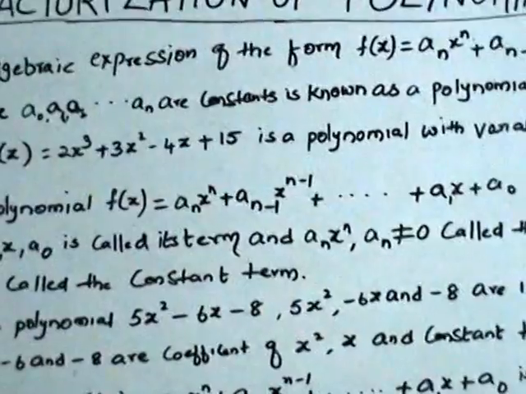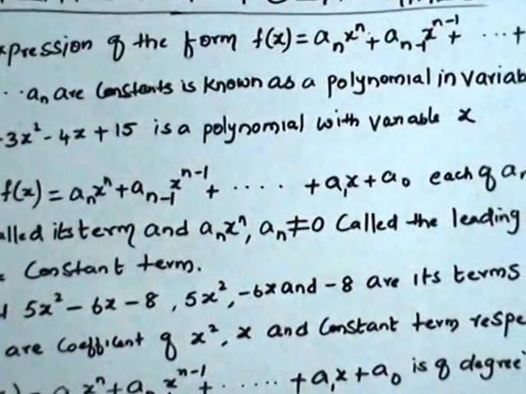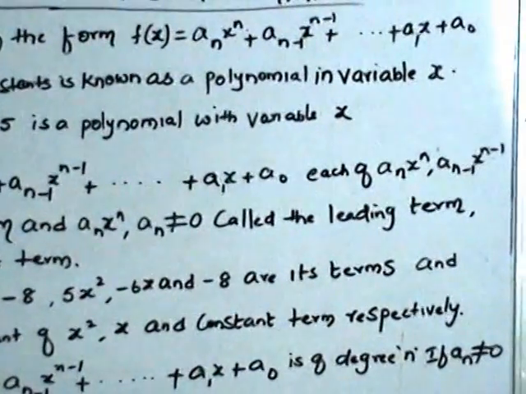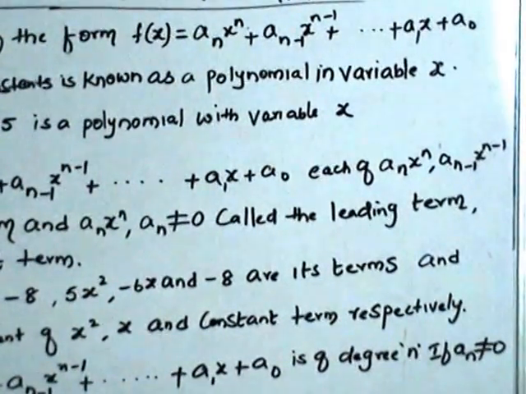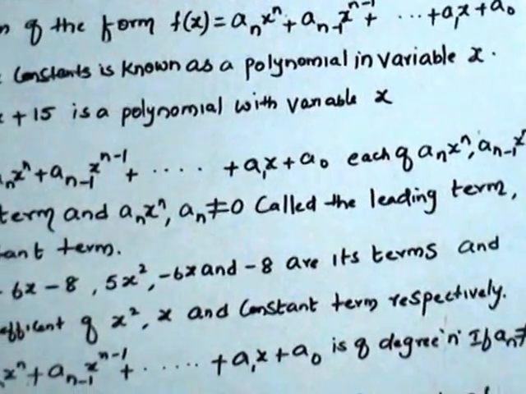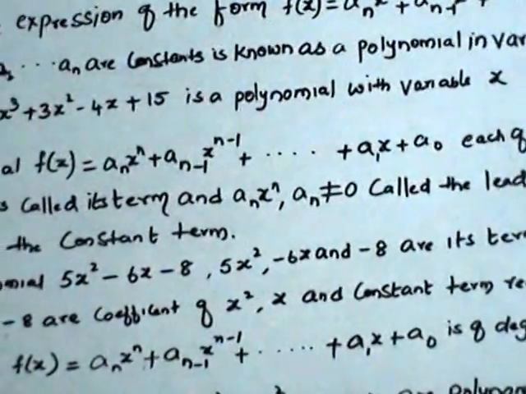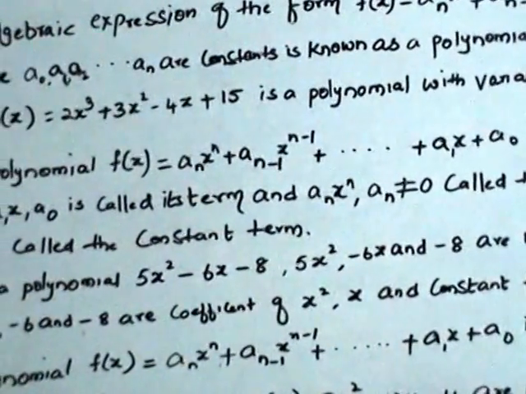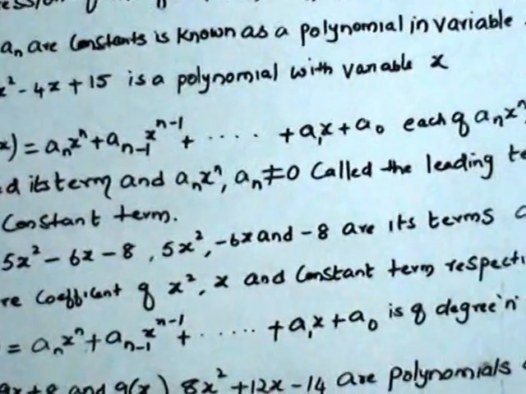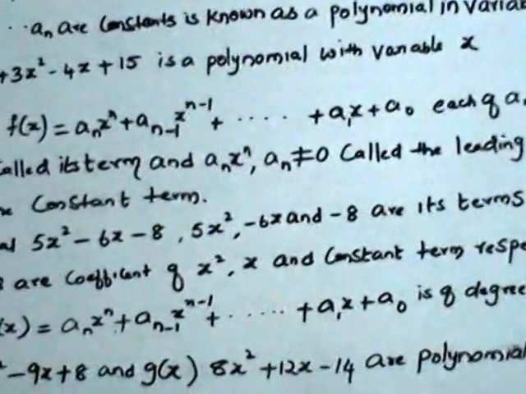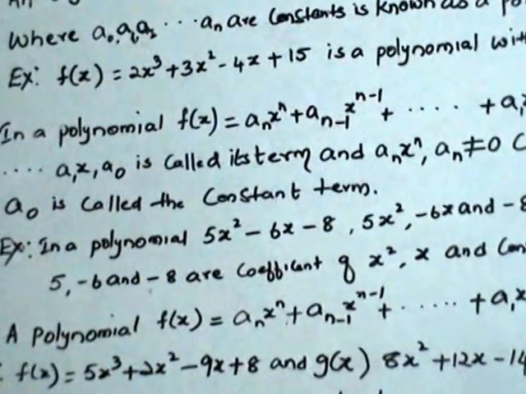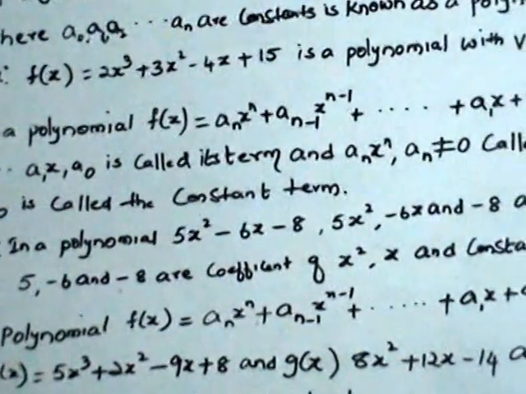An algebraic expression of the form f(x) = aₙxⁿ + aₙ₋₁xⁿ⁻¹ + etc. + a₁x + a₀, where a₀, a₁, a₂, up to aₙ are constants, is known as a polynomial with the variable x. For example, f(x) = 2x³ + 3x² - 4x + 15 is a polynomial with a variable x.